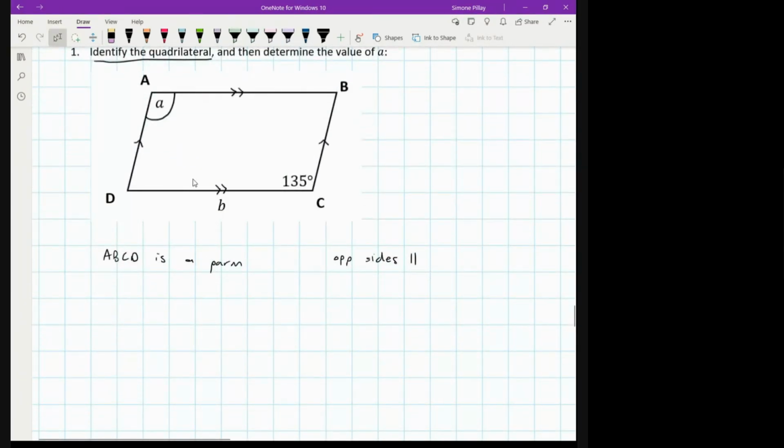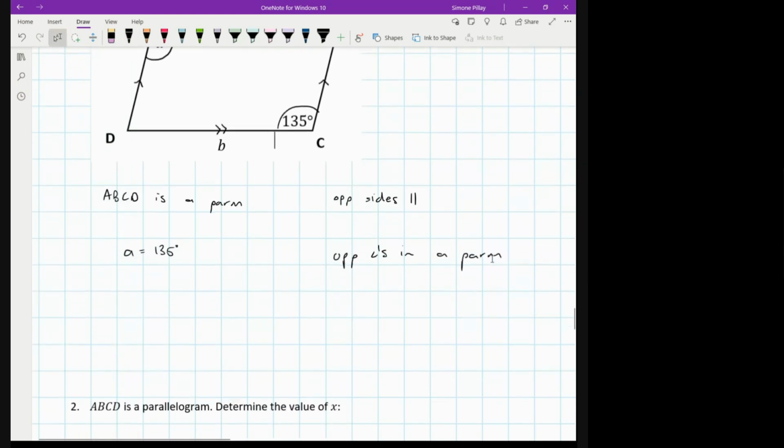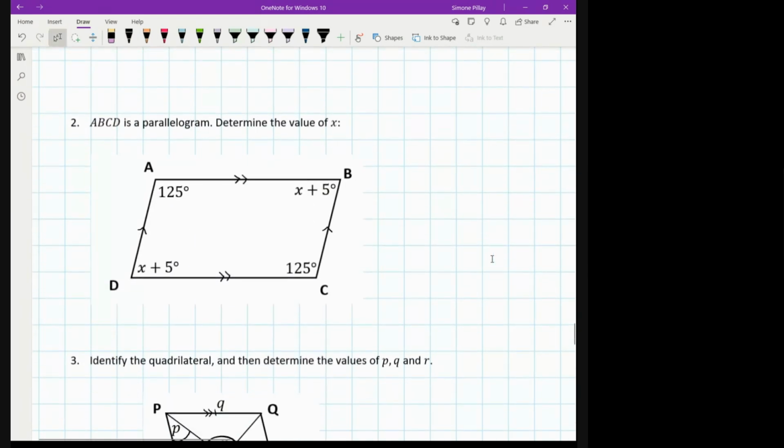And because of that, I can say A equals 135 degrees. Why? Because of opposite angles in a parallelogram. One of my properties of a parallelogram is that opposite angles are equal to each other. So that is that. Thank you, Uma, for answering that one. I do want to possibly do this last one before I go.